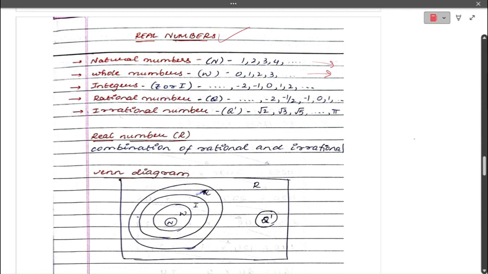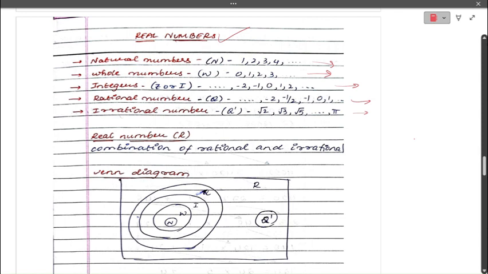Whereas integers are basically the negative naturals and the whole numbers. So from minus infinity up to plus infinity, all the counting numbers are basically the integers. Rational numbers: any number in p by q form, p upon q form, is called a rational number, whereas an irrational number, you can see root 2, root 3, root 5, pi, is irrational. The numbers whose values aren't fixed are called irrational.